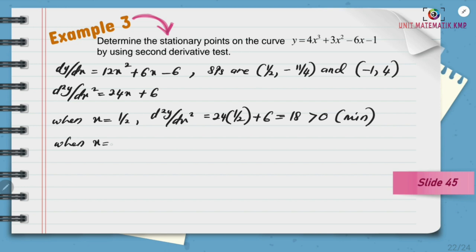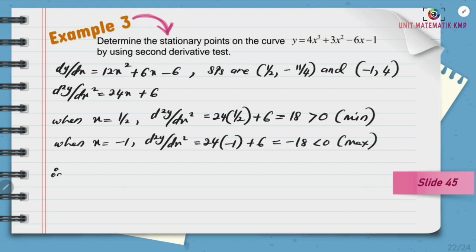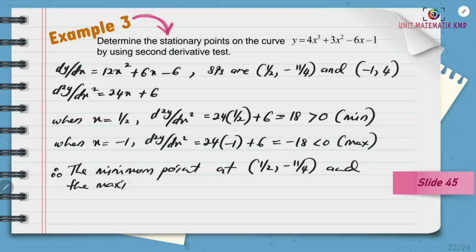Next, when x equals negative 1, d2y/dx squared is equal to 24 times negative 1 plus 6, we have negative 18, less than 0. When d2y/dx squared is negative, we have a maximum point. Therefore, the conclusion is the minimum point at (1/2, -11/4) and the maximum point at (-1, 4).